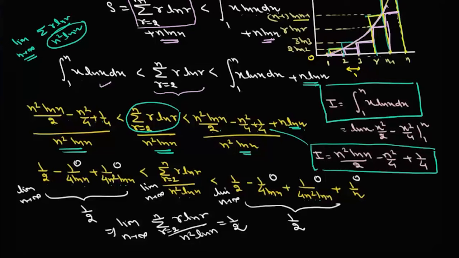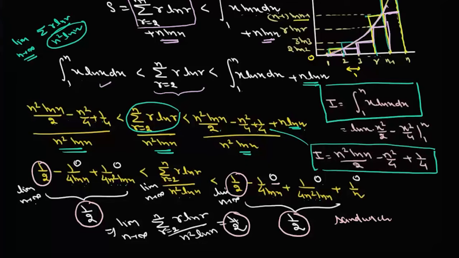Now this is 1 by 2. Now as n tends to infinity, log n tends to infinity, so 1 upon log n will be 0, and 1 upon n square log n will be 0. So the limit of the left hand function is 1 by 2. And in the same way, on the right, this is 1 by 2, 1 upon log n is 0, 1 upon n square log n is 0, and 1 upon n is 0. So this also is 1 by 2. Then using the sandwich theorem or squeeze play theorem, we can say that the limit of this given function will be 1 by 2.